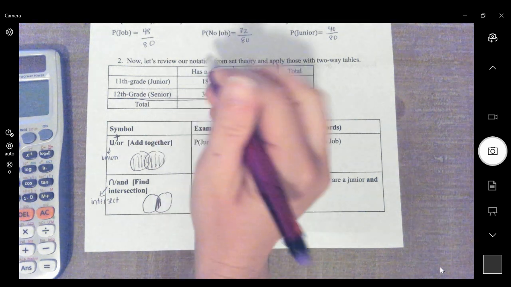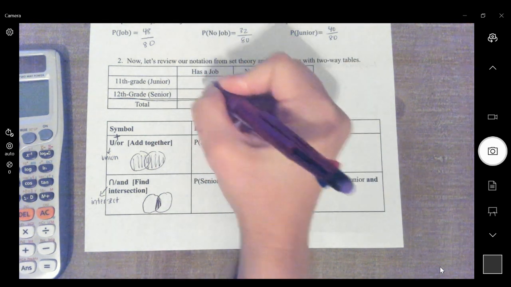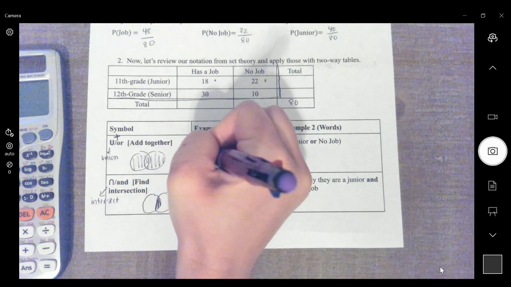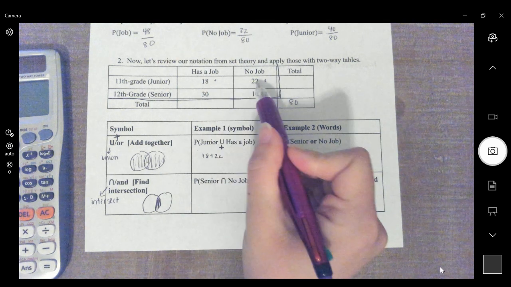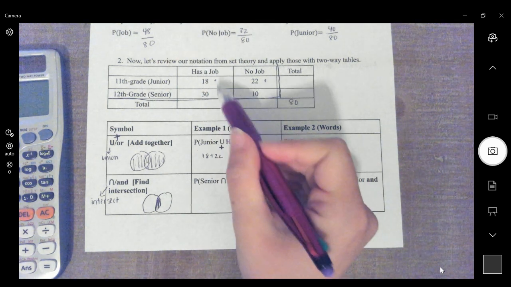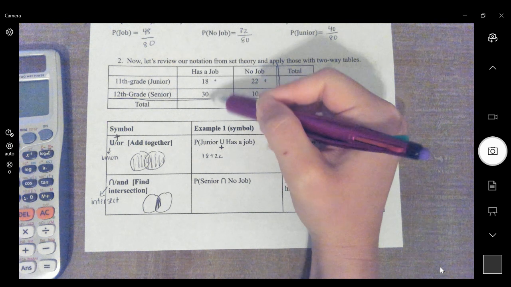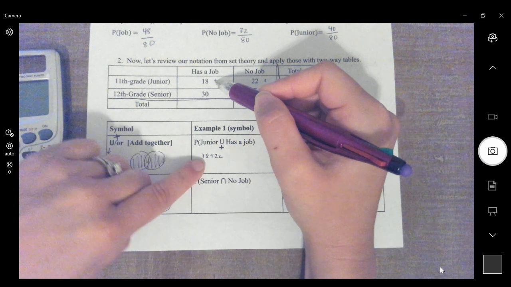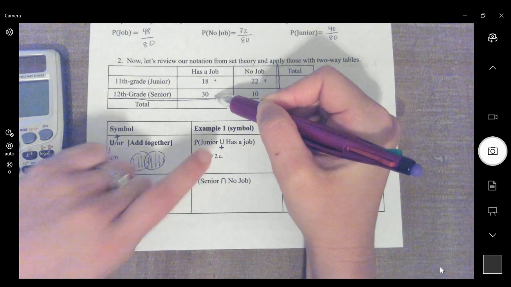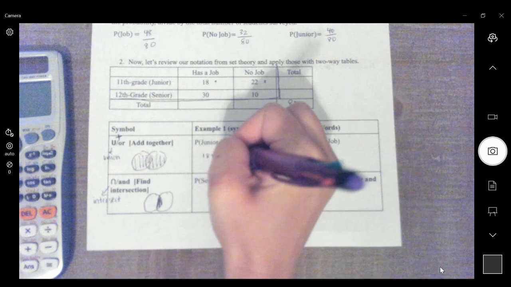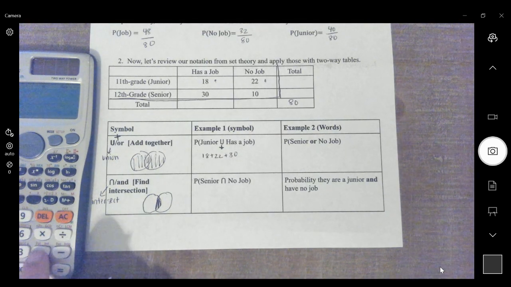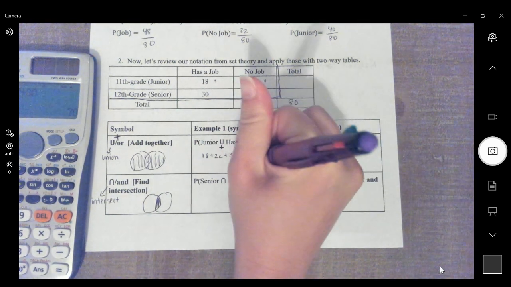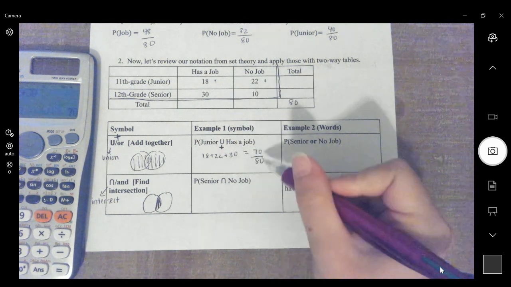So let's go to the junior category. Okay, so I have these people that are juniors as well as these people. So 18 plus 22. Okay, those people are in that category. Plus anyone that has a job, which is this category. Now, I already wrote down these 18 people. Okay, I don't need to write them again. It's right there. So I just need to add another 30. So 18 plus 22 plus 30 is 70 out of the 80 total because we want the probability.